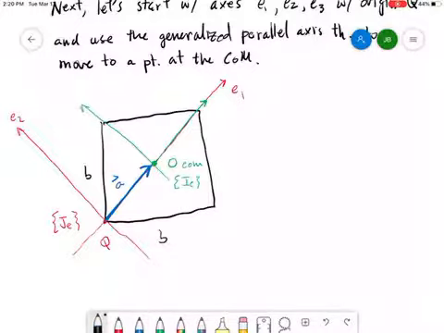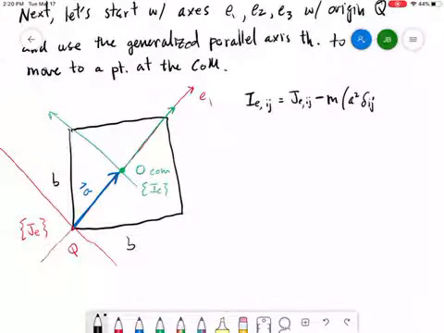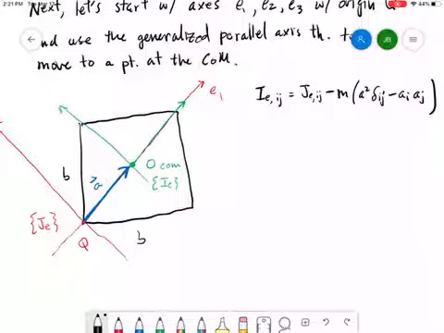So let me remind you what the generalized parallel axis theorem looked like. We did write it down, I think, at the beginning, but let's repeat it. What we're going to try to do is calculate the elements of IE. And so it'll have two components, i and j. So we'll start with the elements of the J tensor, and then we'll have to subtract the mass, and then there was an a squared delta ij, and then there was a minus ai aj.